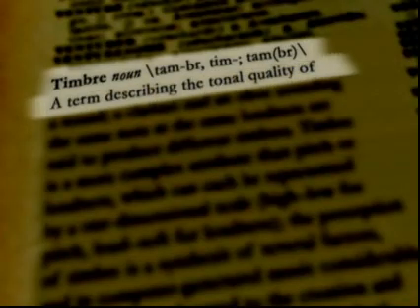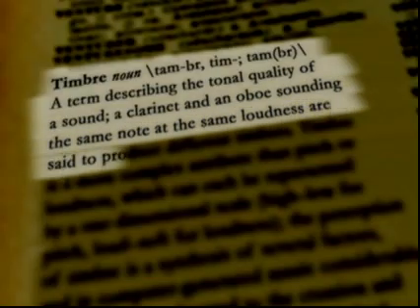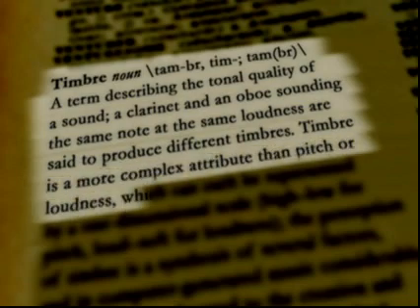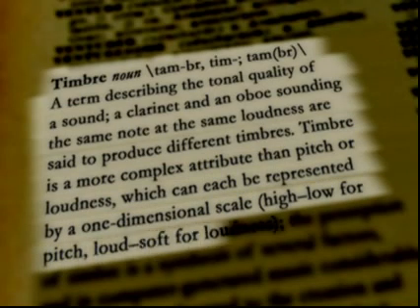Here's a more formal definition. If you want to know a formal definition for any musical term, you turn to the Grove Dictionary of Music. If you look it up in the Grove Dictionary, it says this: timbre is, and I quote, a term describing the tonal quality of a sound. A clarinet and an oboe sounding the same note at the same loudness are said to produce different timbres. Timbre is a more complex attribute than pitch or loudness, which can each be represented by a one-dimensional scale, high-low for pitch or loud-soft for loudness. I have to interrupt at this point to say we're actually going to find out that the high-low for pitch isn't as easy as it might sound, and we're going to hear that in Lecture 3 in Auditory Illusions.